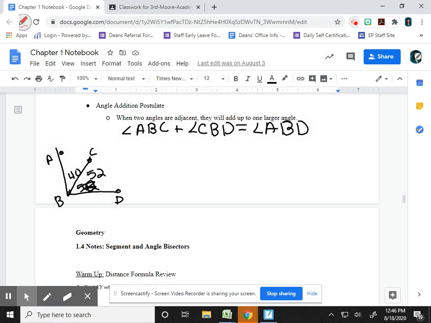All right, so we're saying that if we want to find the entire angle, A to B to D, that's the whole big angle. What we're going to do is take this smaller angle, ABC, which is 40 degrees, and add to it CBD, which is 52 degrees, and that's going to give us our entire angle of A to B to D, which when you put those together, you get 92 degrees. Okay, so that's what our angle addition postulate looks like.